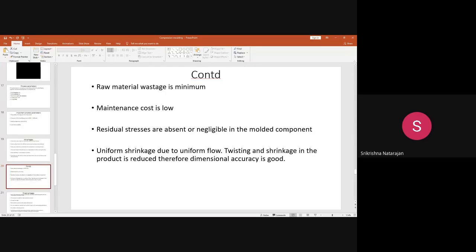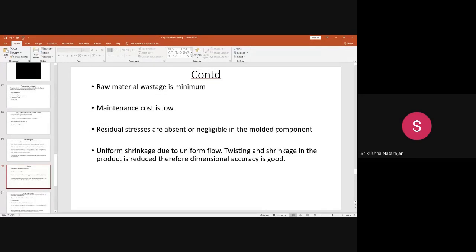And shrinkage obtained in this process is much less, and twisting is low because of the uniform flow. Because here you have already prepared a semi-cured type of composite, and then you are doing the molding using this compression molding technique, so that you get uniform shrinkage throughout the area. It does not happen that in one place the shrinkage is much higher and in another place the shrinkage is lower. That kind of situation does not happen here. So the twisting and the shrinkage in the product is reduced, so that dimensional accuracy is good.